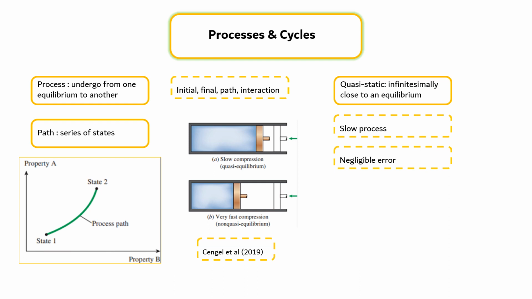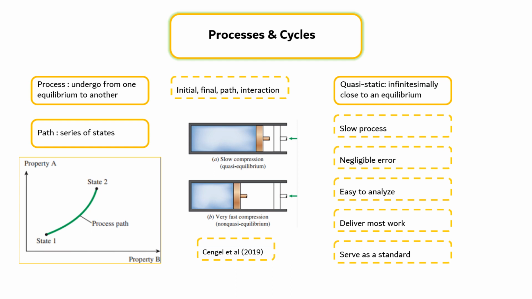Engineers are interested in quasi-equilibrium processes for two reasons. First, they are easy to analyze. Second, work-producing devices deliver the most work when they operate on quasi-equilibrium processes. Therefore, quasi-equilibrium processes serve as standards to which actual processes can be compared.